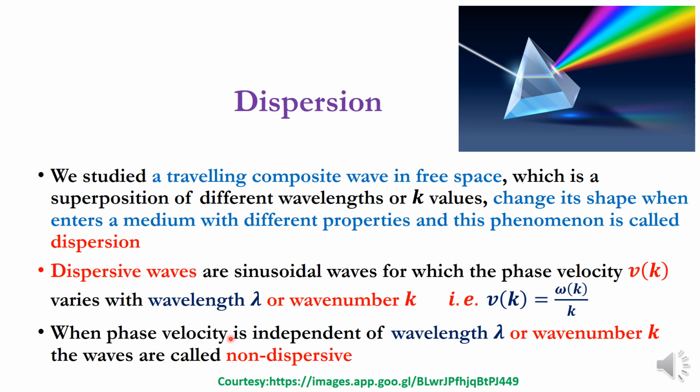When phase velocity is independent of the wavelength or wave number, or this frequency is independent of the wavelength or wave number, such waves are called non-dispersive waves. In that case, this omega will be a constant and k will be a constant, so that omega by k will be a constant.